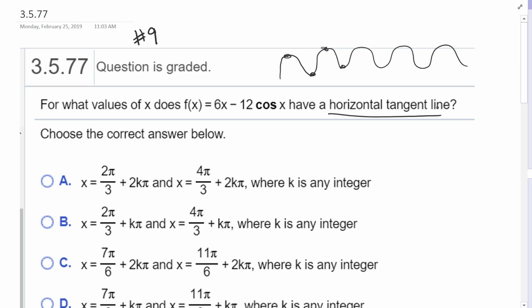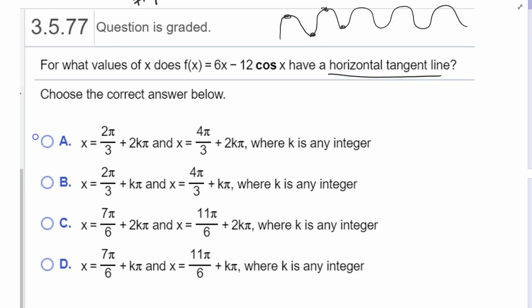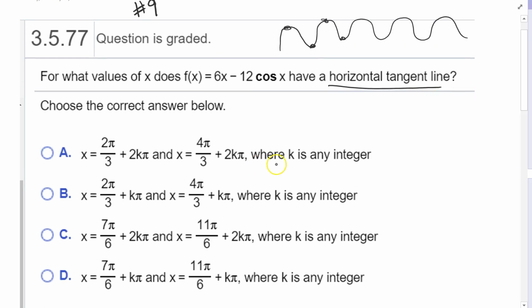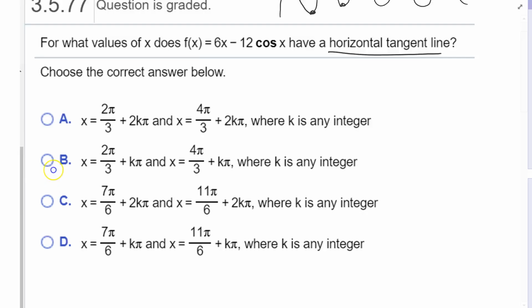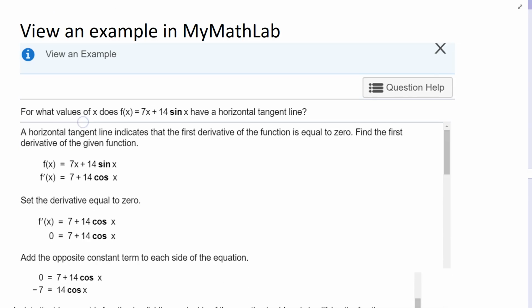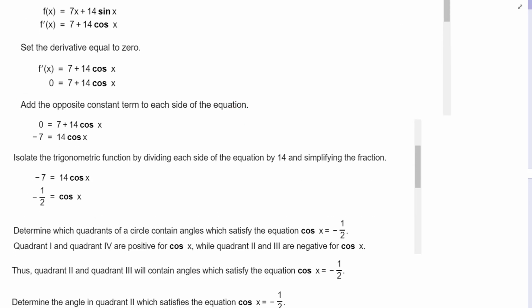So our answers are going to be an unlimited amount here. Since we're not given a domain to focus on, we're going to have to come up with our answers as a formula. To view the example in MyMathLab, here they go through and find the derivative and set it equal to 0. Then they do some trig, isolating the trig functions. They find the values in which, in this case, cosine of x equals minus 1/2.